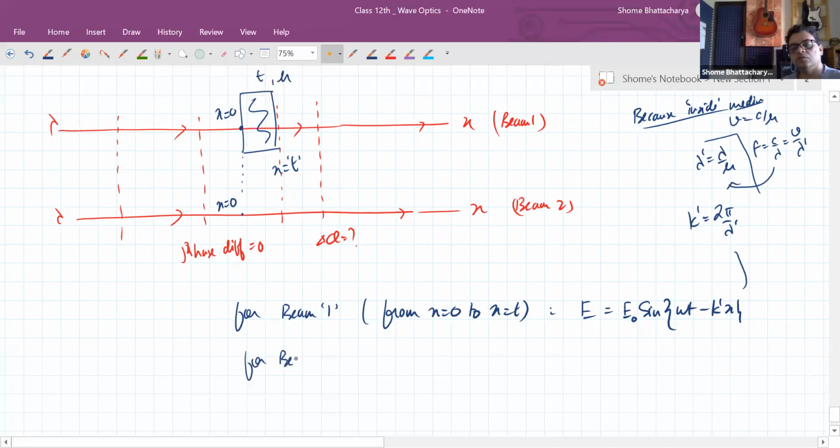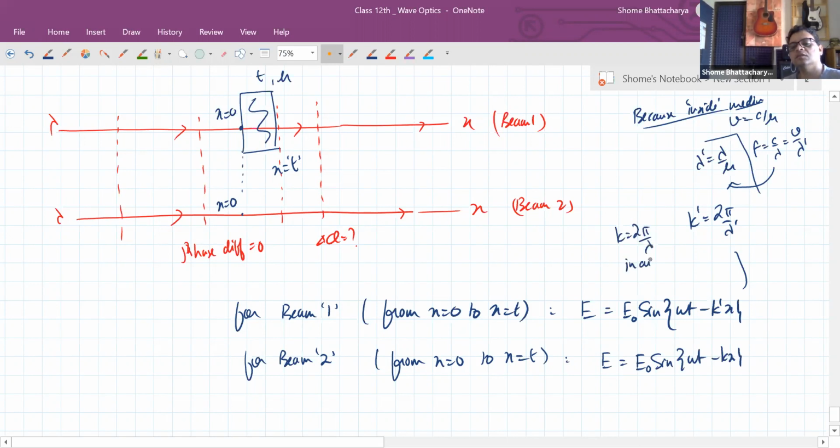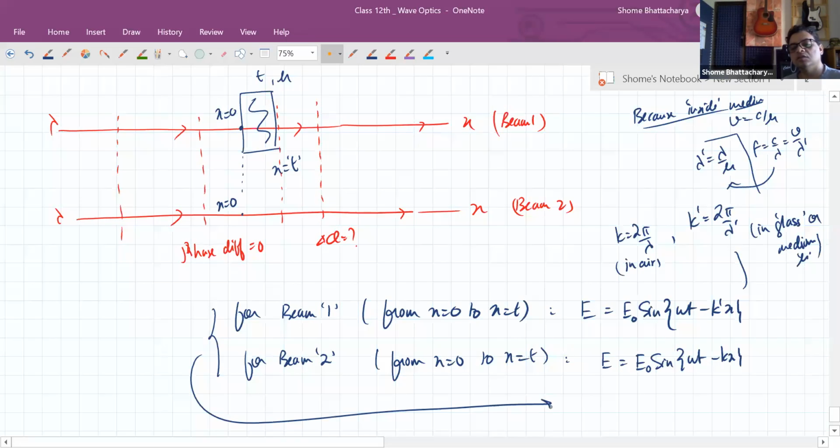Whereas for beam 2, from x equal to 0 to x equal to t, like this, where k is equal to 2 pi by lambda. This is in air. Whereas k prime is in glass or whatever medium, which has a refractive index mu. Okay. So you can see the phase difference that is developed between this and this. This phase difference now is the difference of these two. So it is k minus k prime into thickness.